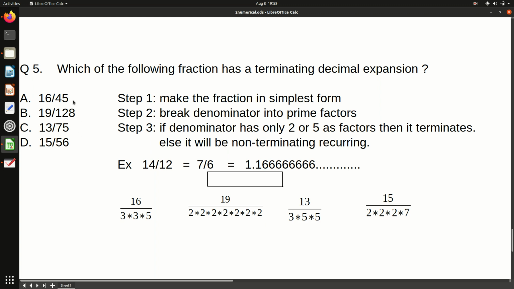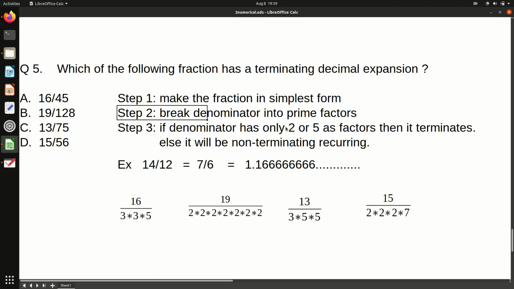So we have to find this without dividing. Even if you want to divide, you can do it, but it will take a lot of time. So better use the logic. There are some simple steps that you have to follow to decide whether a fraction is terminating or non-terminating. Step 1 is make the fraction in simplest form. If there are any common factors, try to remove them. Then break the denominator into prime factors.